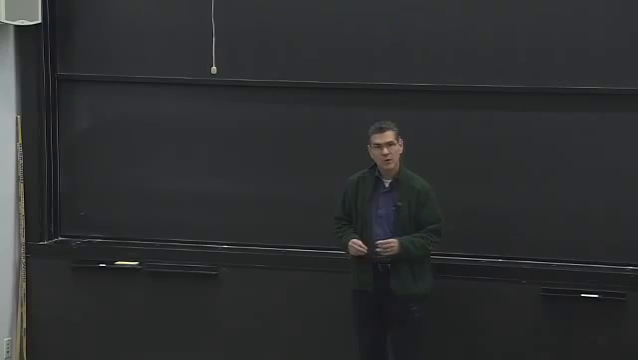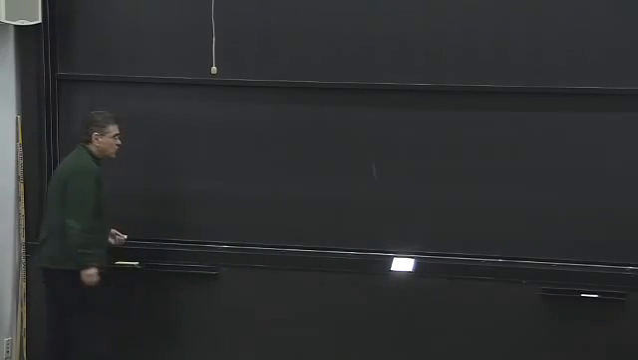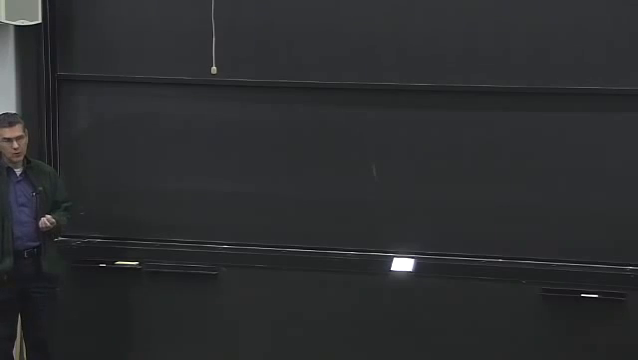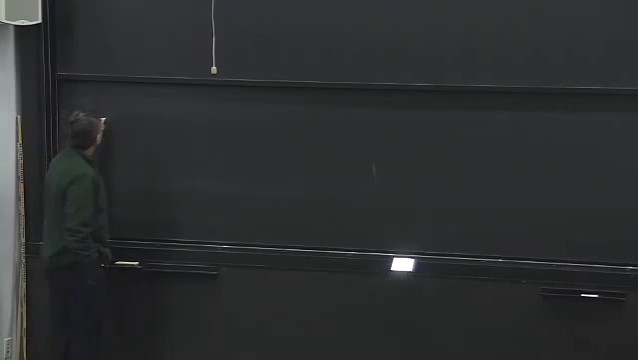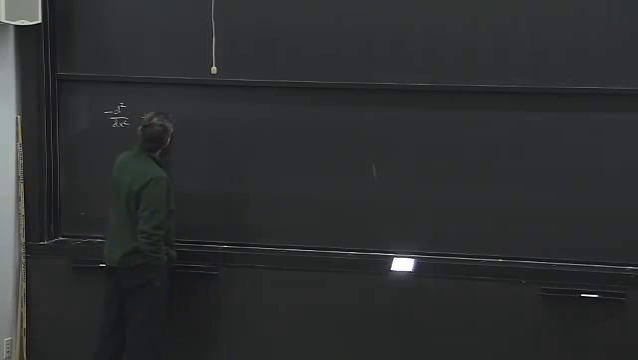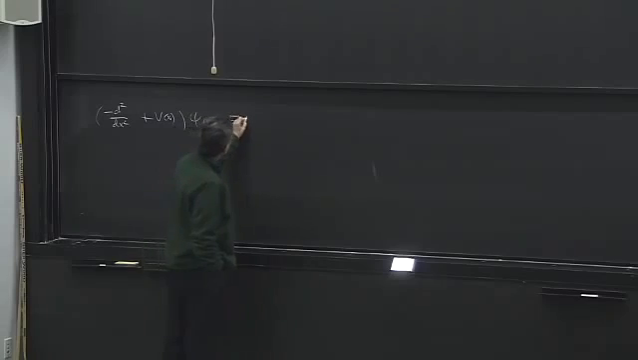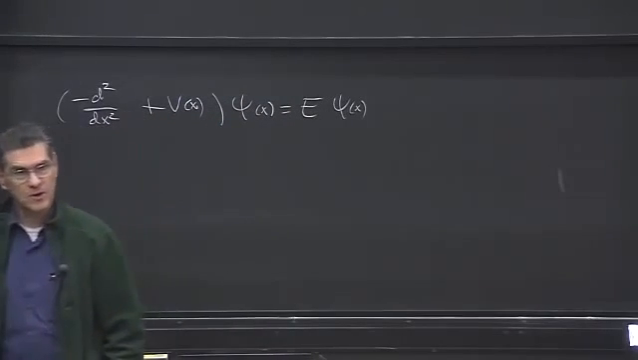So I want to now do quantum mechanics. And I want to show you quickly how you solve an eigenvalue problem. So the standard problem that you learn in quantum mechanics is this. You have a Schrödinger equation, negative d squared dx squared, plus some potential V of x, times an eigenfunction is an energy times that eigenfunction. This is the standard Schrödinger equation.